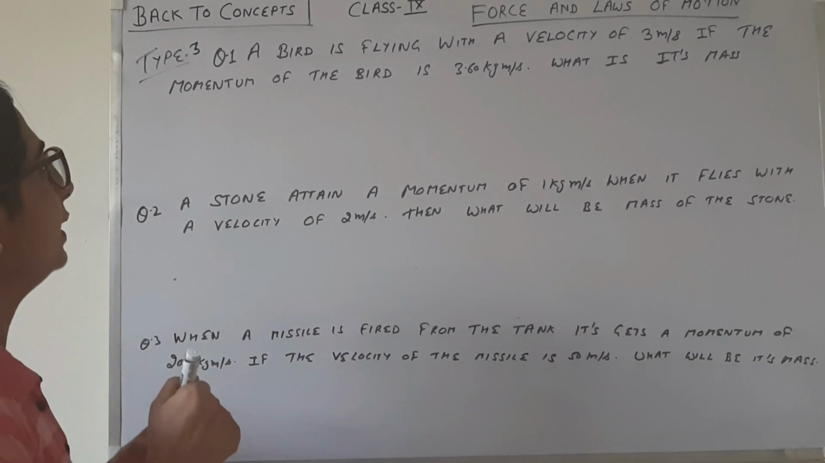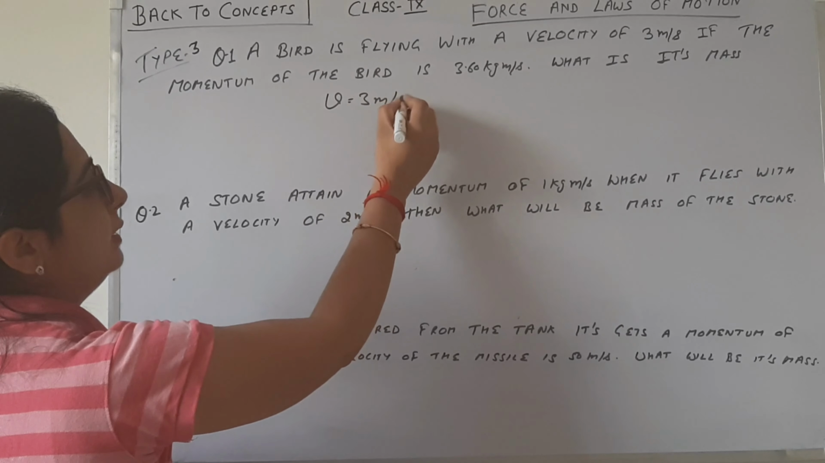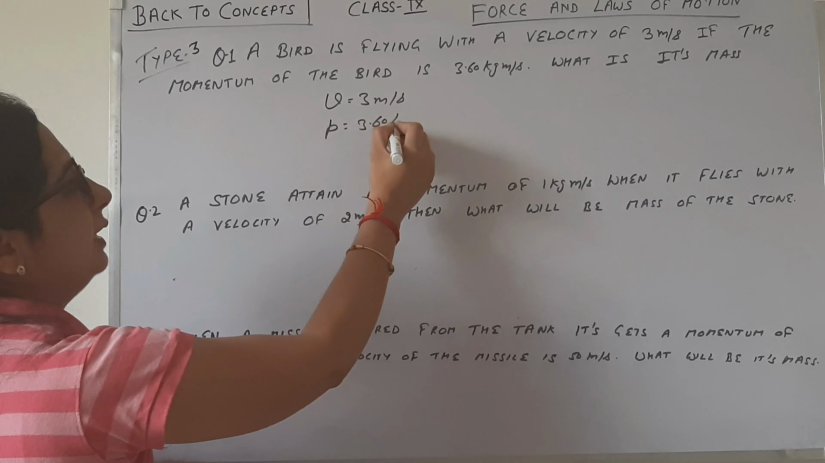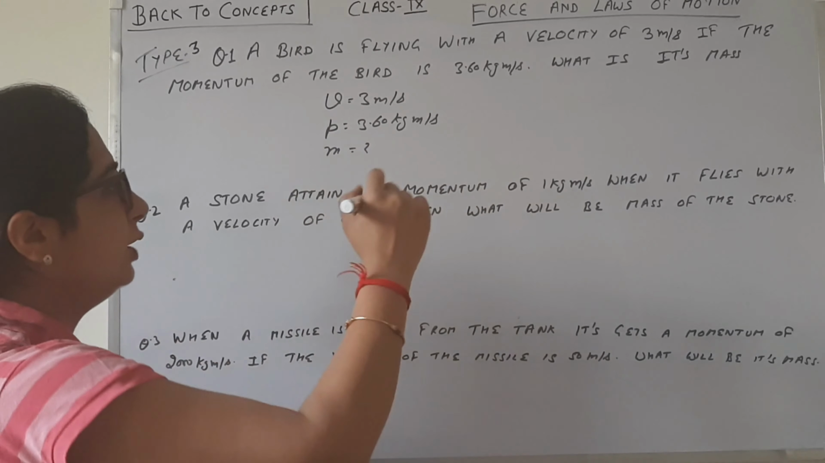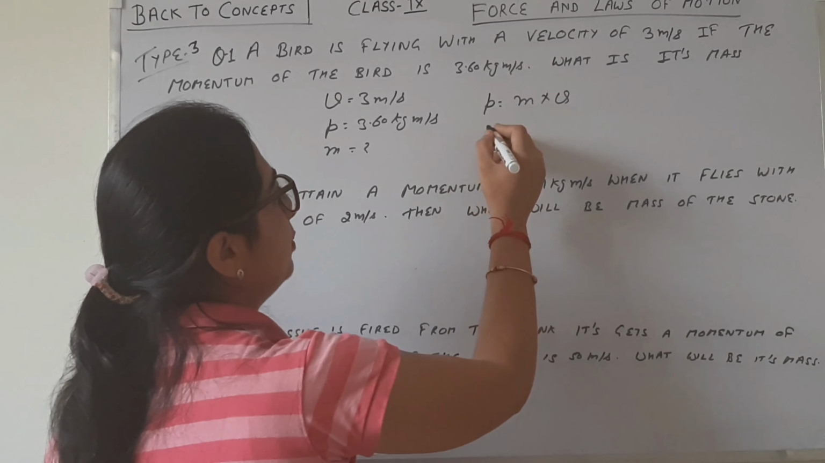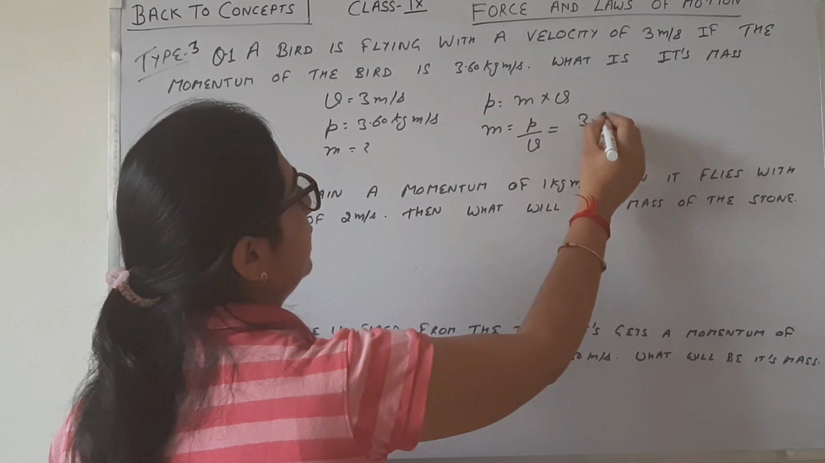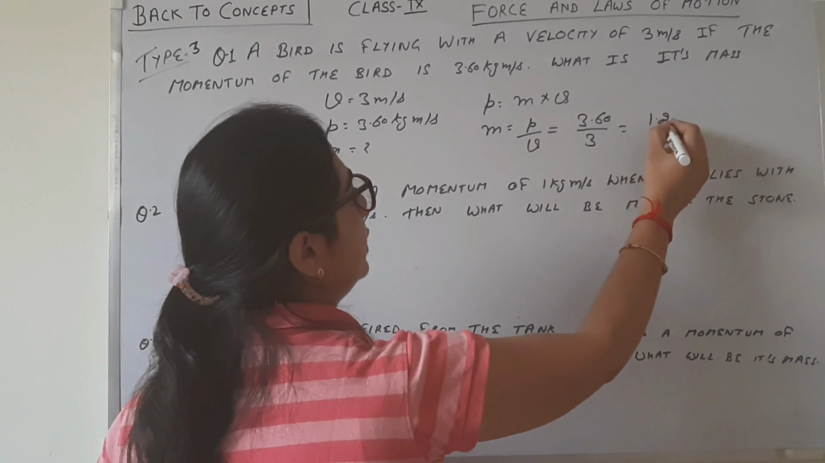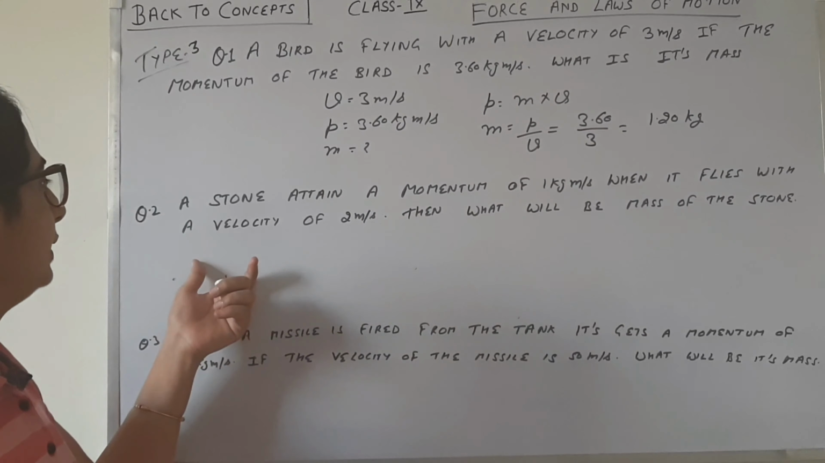Let's discuss the first numerical. A bird is flying with a velocity of 3 meter per second. If the momentum of the bird is 3.60 kilogram meter per second, find the mass. And we know that momentum is equal to mass multiplied by velocity. Then what is mass here? Momentum divided by velocity. Momentum is 3.60 and the velocity is equal to 3. So mass is equal to 1.20 kilogram.